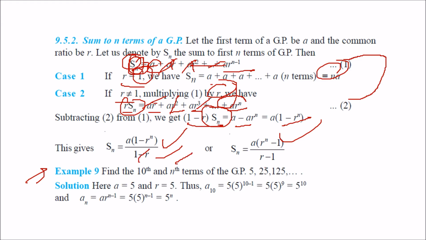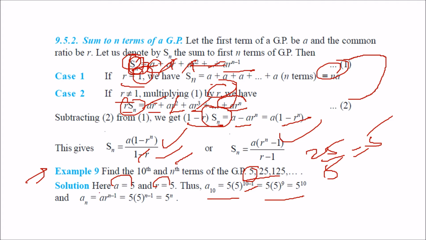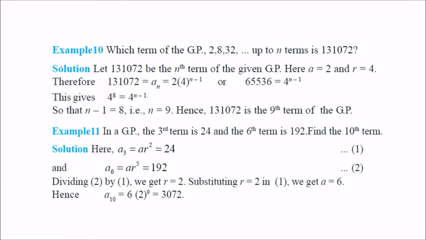Find the 10th and nth term of this GP. So A is what? 5. R is 25 by 5, that is 5. A is 5, R is 5. So A10 will be AR to the power 10 minus 1. You get 5 into 5 to the power 9, that is 5 to the power 10. How about the nth term? AR to the power n minus 1, 5 into 5 to the power n minus 1, that is 5 to the power n. This is the way to the answer.